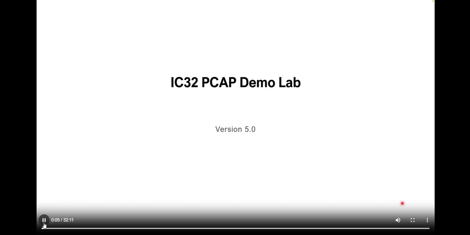Welcome to ISA's IC32 PCAP Demo Lab. PCAP stands for Packet Capture.